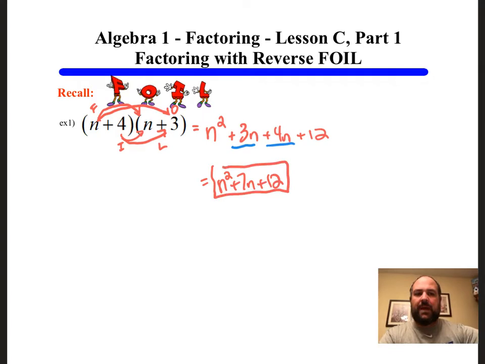We take two binomials and we turn them, in most cases, into a trinomial. So today we're going to factor, but we're going to do basically the opposite of this process, or rather reverse FOIL. So let's take a look at our first example.